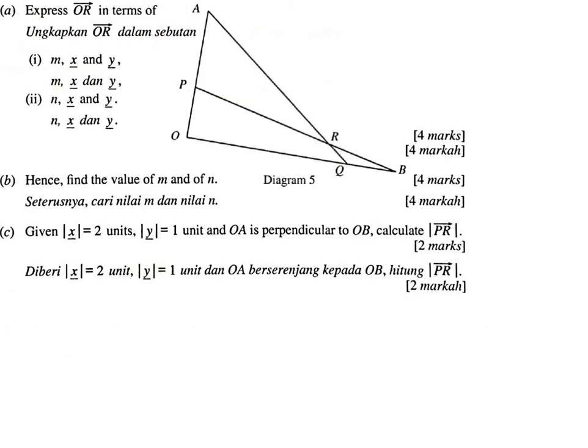Express OR in terms of m, x, and y, and n, x, and y. If you want to find OR in terms of m, please look at the information given here. PR equals mPB, so you need to make sure your vector involves the PR. So how to get the PR here? OP, PR. If you want to get the OR in terms of n, then you refer to QR. So we need to go through OQ, QR.